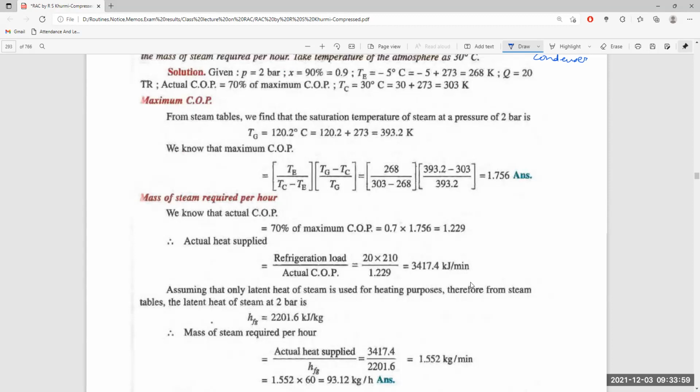Now the actual COP is 70% of the maximum COP, so 0.7 multiplied by the maximum COP. So you have to put in TE, the temperature of the evaporator, divided by (TC minus TE), multiplied by (TG minus TC) divided by TG. That is 268 divided by (303 minus 268), multiplied by (393.2 minus 303) divided by 393.2, which gives 1.756.